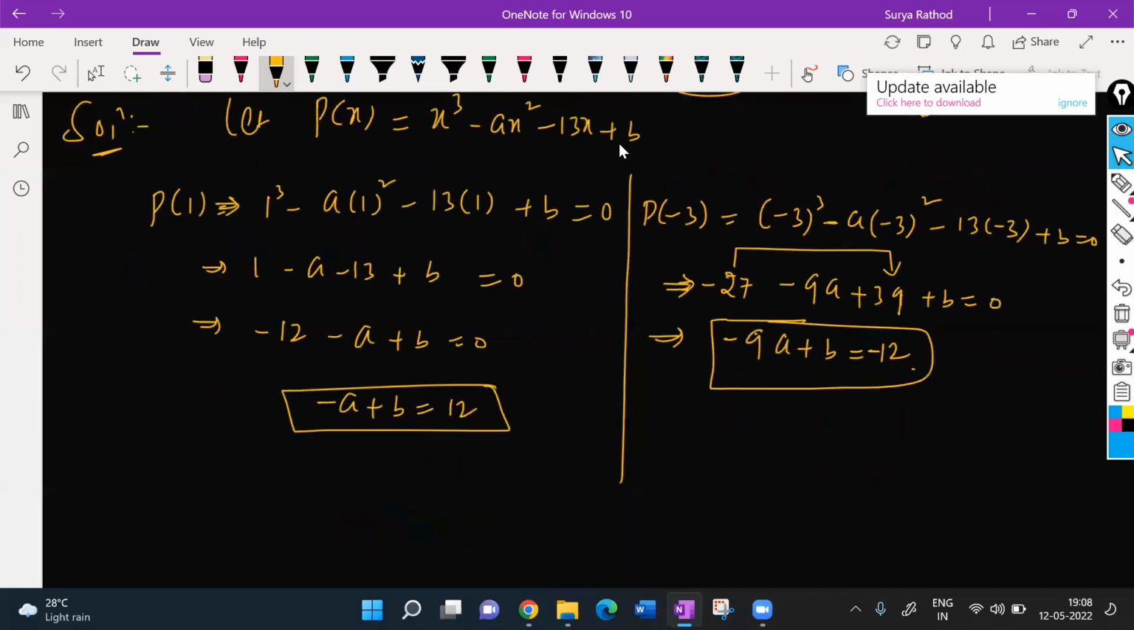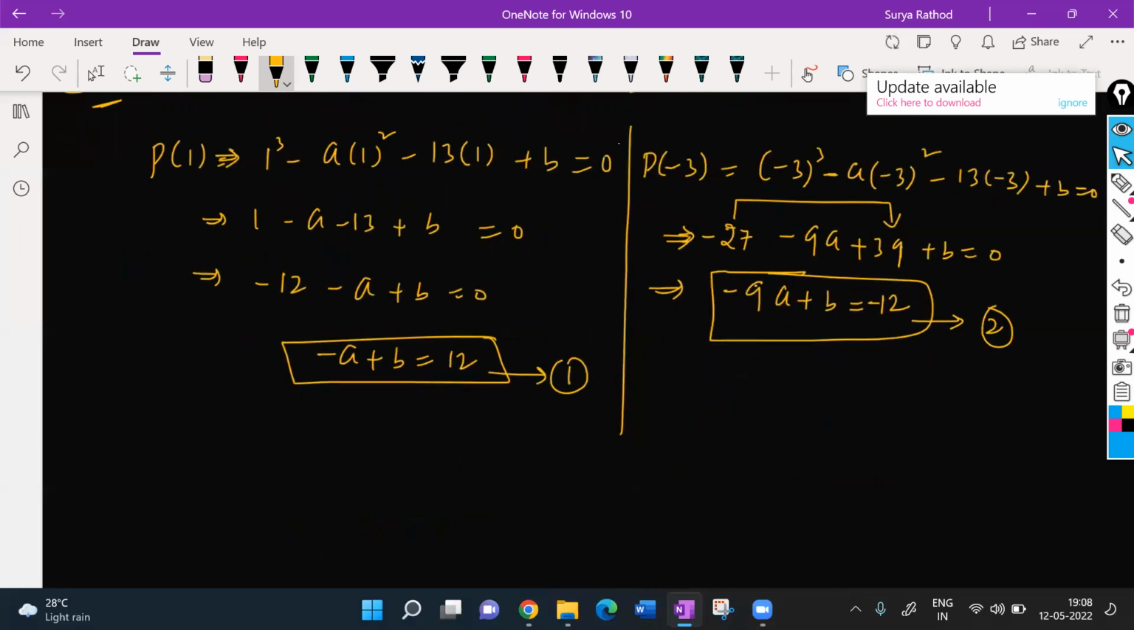Till this, any doubts? I considered equation number 1 and equation number 2. Any doubts till this? No, sir. Understood. Sir, I have doubts. Yes, where is your doubt? Sir, can you explain this second one again, sir?